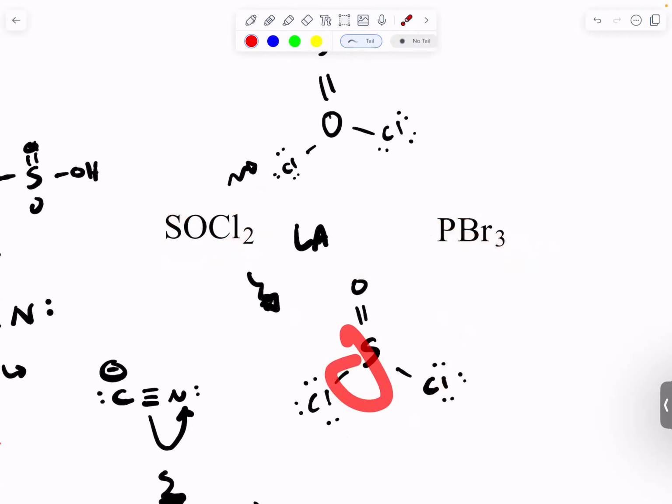Sulfur for sure can get hit, because it's being pulled on like this. So definitely Lewis acid. Same thing though, like what we said about the carbonyl. The carbonyl with the double bond O up on top can go grab a proton. So we'll also put LB for this.